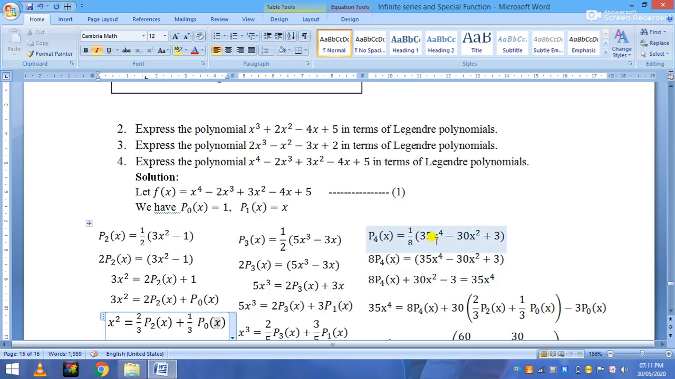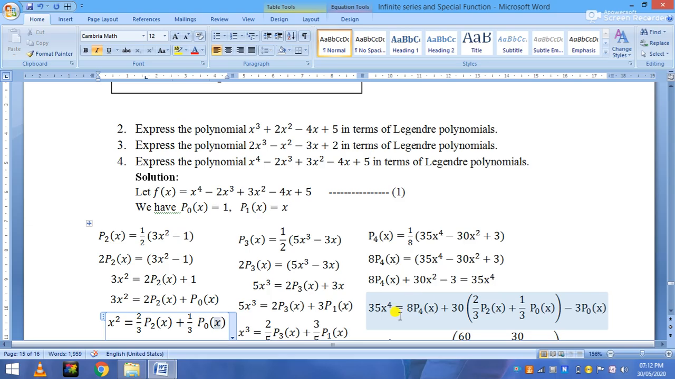Then P4 of x equals 1 by 8 into 35 into x raised to 4 minus 30x square plus 3, or take the 8 this side: 8 P4 of x equals 35 x raised to 4 minus 30x square plus 3. Here we want x raised to 4, so take all the other terms this side: 8 P4 of x plus 30x square minus 3 equals 35 x raised to 4. Here the constant value 3 has no P0 of x, so put the value P0, then put the value of x square, then simplify.